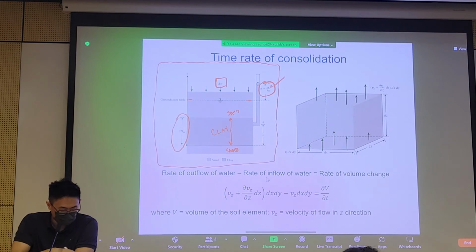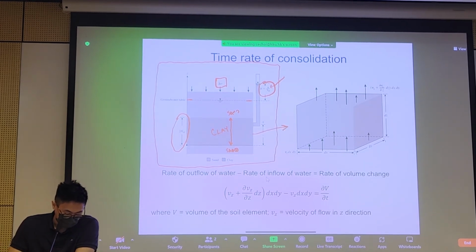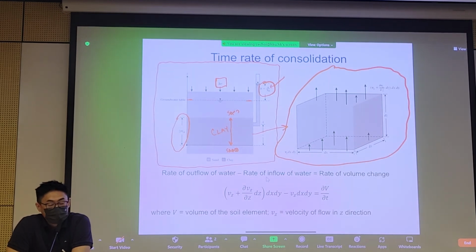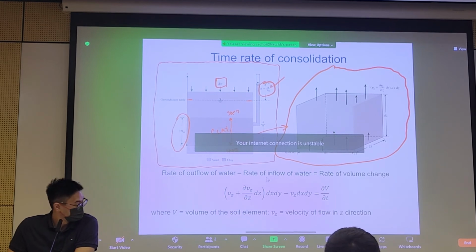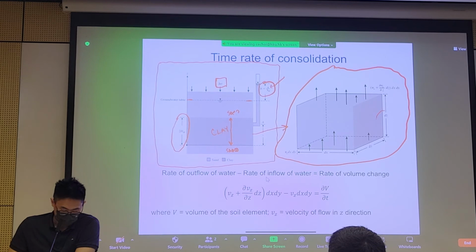Now, if we look at the problem macroscopically, it's not going to help us derive anything. We have to look at the problem if we blow up this clay layer and look at it from an element perspective, then we can start looking at the conservation principles, conservation of flux entering and leaving our clay element. Now, if we have a clay layer, I think I can still draw. So we have dz, dy, and dx to describe this volumetric element of clay.